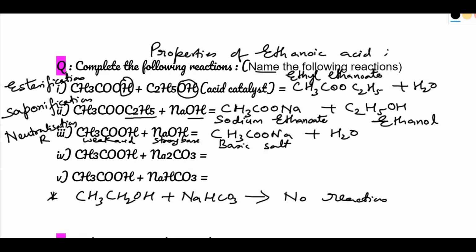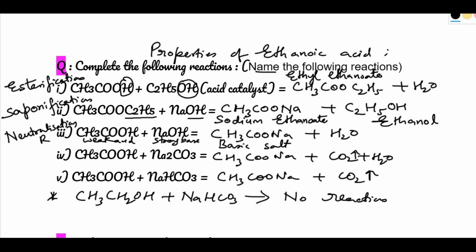So here, when these two react, we get CH3COONa, carbon dioxide and water. So effervescence will be seen. Sometimes the question comes, ethanoic acid with sodium carbonate gives effervescence, identify the gas. Effervescence means carbon dioxide. Though hydrogen gas also gives bubbles, that's not effervescence; those gas bubbles burn with a pop sound. Here effervescence comes: CH3COONa plus carbon dioxide, effervescence, and water.